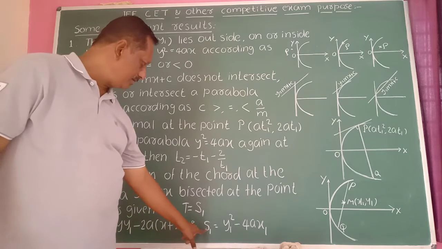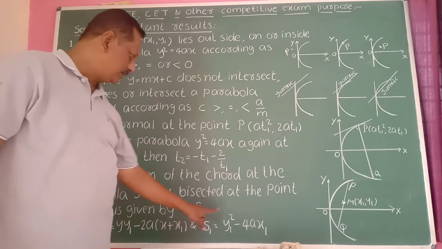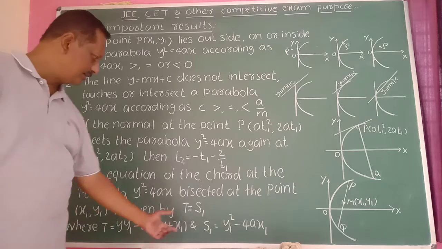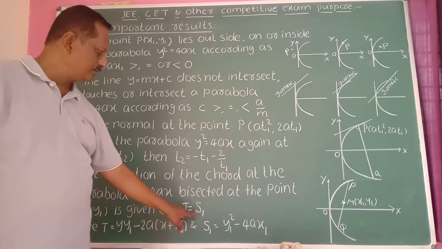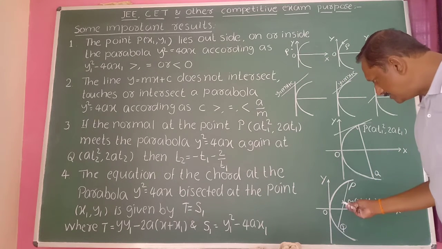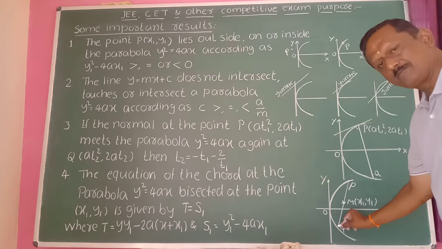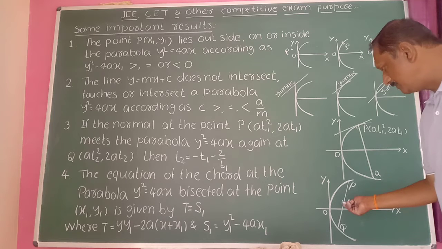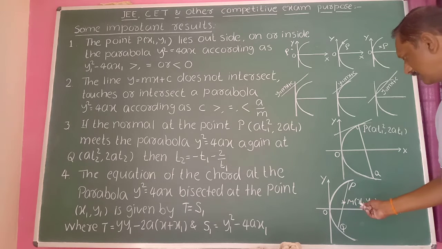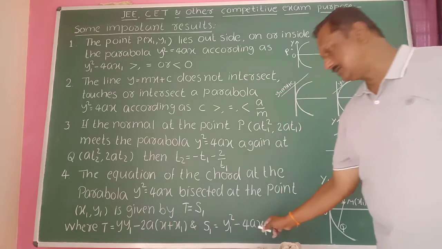Similarly, S1 means replacing y by y1, so y1 square, and replacing x by x1, 4ax1. Take the left side, y1 square minus 4ax1. So this is T and this is S1. If you take T is equal to S1, then you will get the equation of this chord. This is a chord bisected at (x1, y1), meaning this is the midpoint of PQ. The equation of this chord bisected at (x1, y1) is given by T is equal to S1, where T is this and S1 is this.